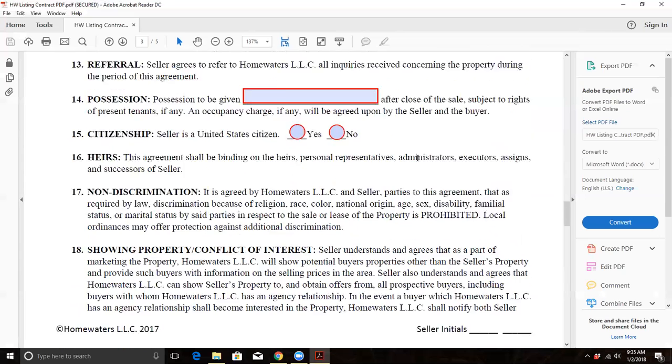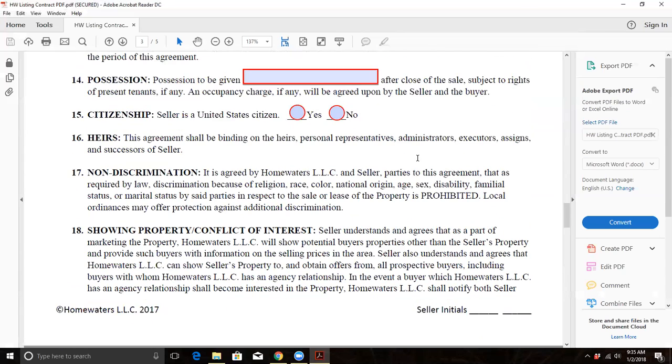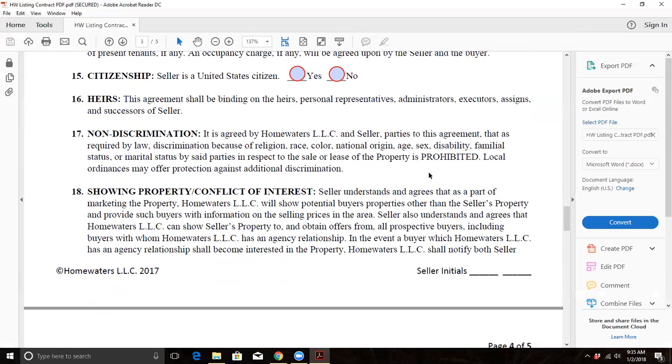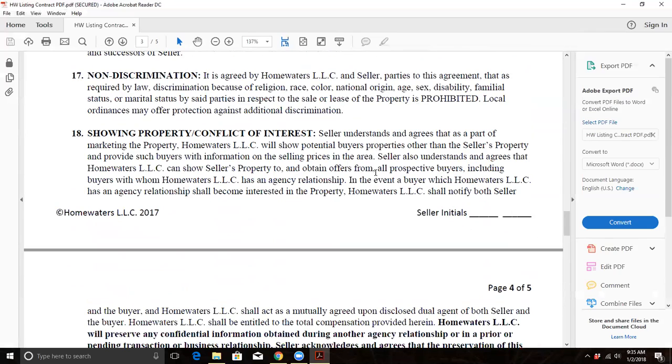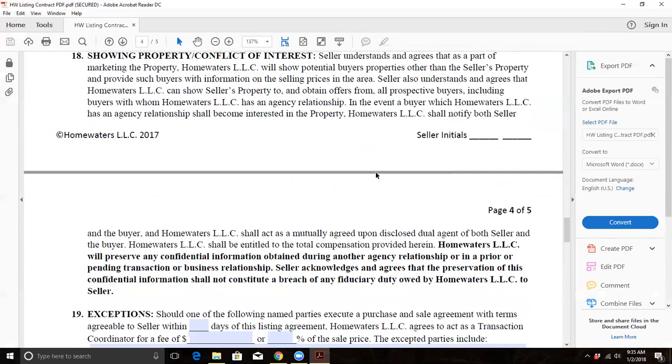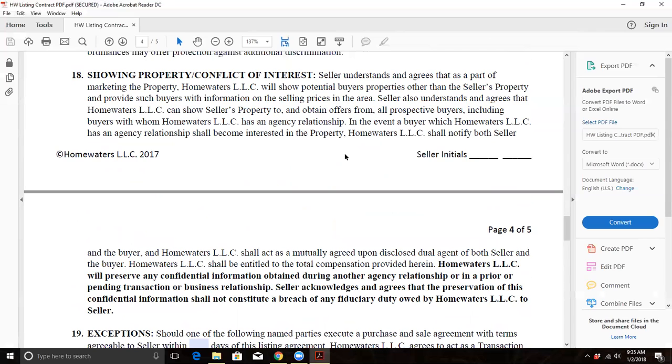Possession is standard. Citizenship has to be in there. Heirs is standard. No discrimination. This is standard language in there. I like this conflict of interest. Basically, it states that, well, I'll read it.